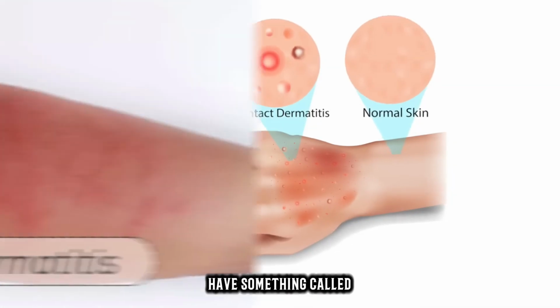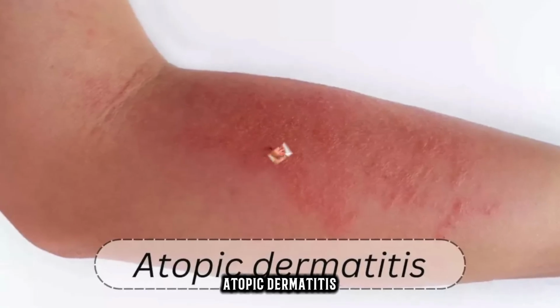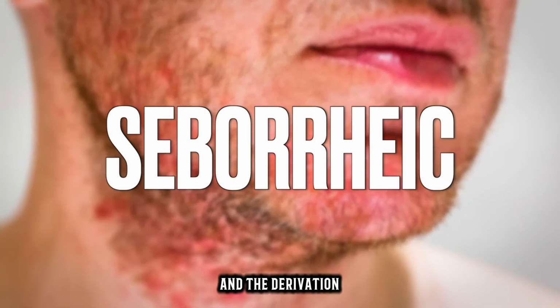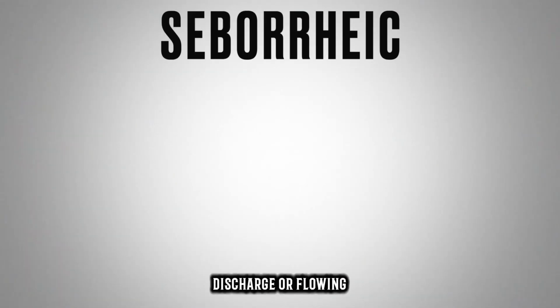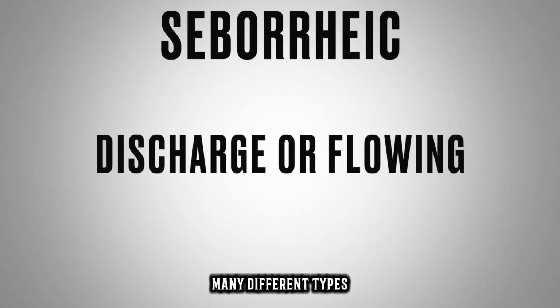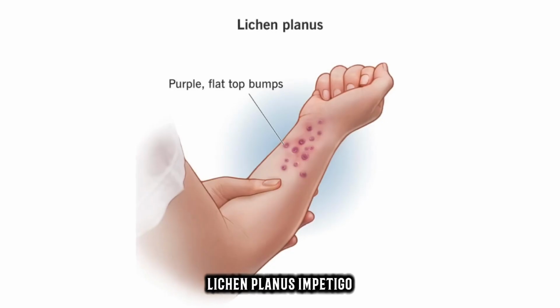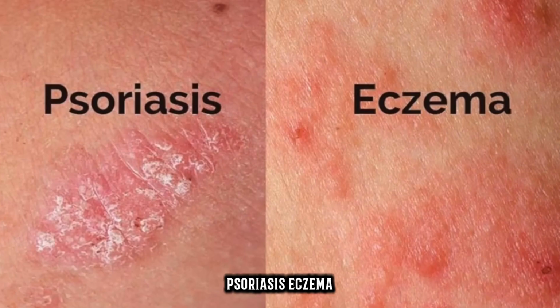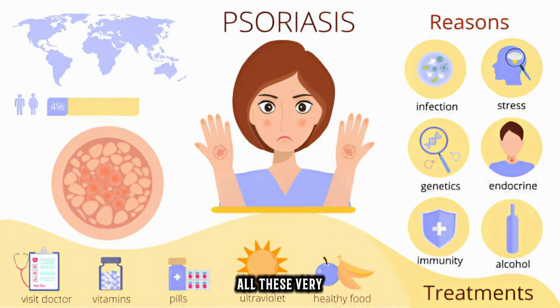And then you have something called atopic dermatitis. Then you have something that's called seborrheic dermatitis, and the derivation comes from a word that means discharge or flowing. And you have many different types of dermatitis. Lichen planus, impetigo, candida dermatitis, psoriasis, eczema. So you have all these very scientific sounding descriptions of various symptoms that revolve around your skin.